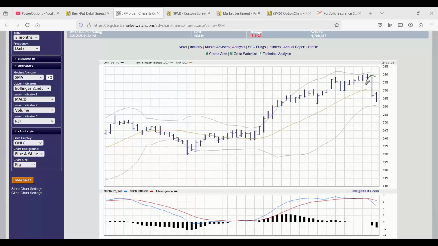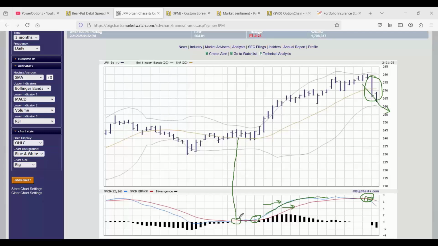But now we've just crossed below the SMA 20 two days ago, still trading below it. And there's our negative MACD crossover. This is the MACD. The blue line is our MACD. The EMA 9 or the signal line is the red line. When you see a positive crossover, that's usually when you want to look to buy the positions. But when you see the negative crossover, that's when you want to enter into a bearish position.